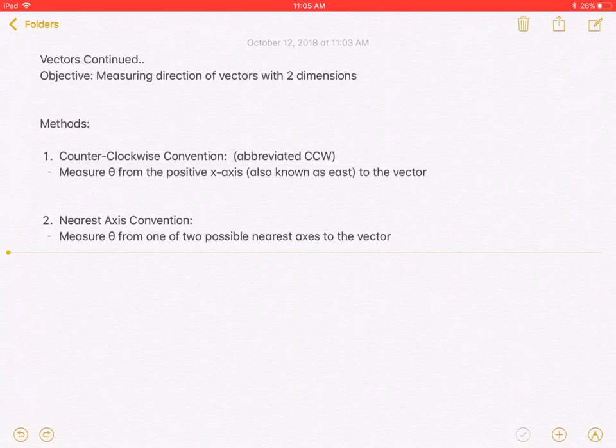Method two, we call the nearest axis convention. So with the nearest axis convention, the vector is between two axes or two directions. So you can measure theta from one of the two nearest possible axes to the vector. And that is a method in which we measured the angle yesterday. So we would use north of east, east of north. And we'll practice both methods of measuring theta right now in two examples.